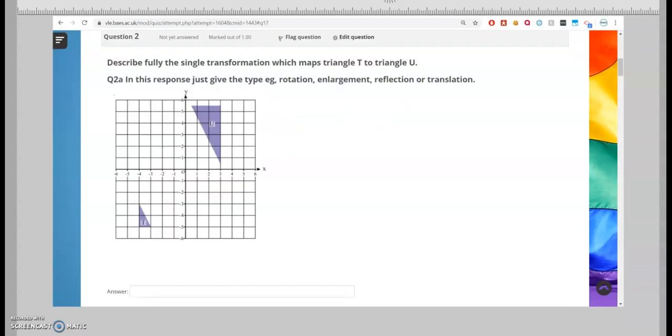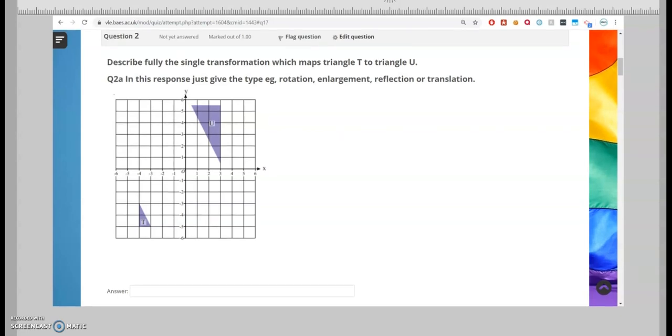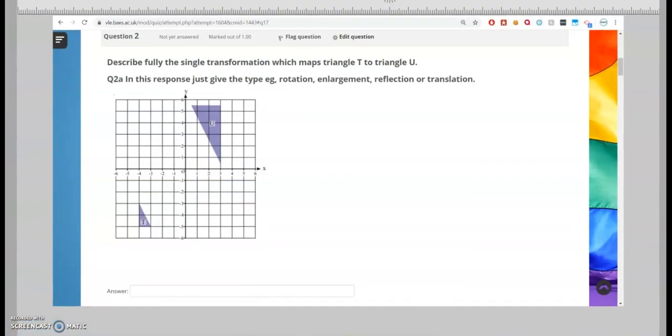In question number 2, you've got to describe fully the single transformation which maps triangle T to triangle U. Question 2a, so this is only part A. In this response, just give the type. Example, rotation, enlargement, reflection, or translation. Could this be rotation? If you think of triangle T being rotated to come to this point, we would have a triangle the same size as triangle T, if this was rotation.